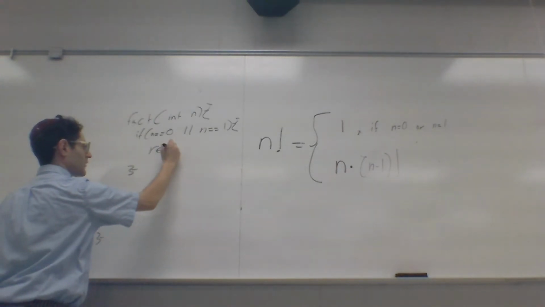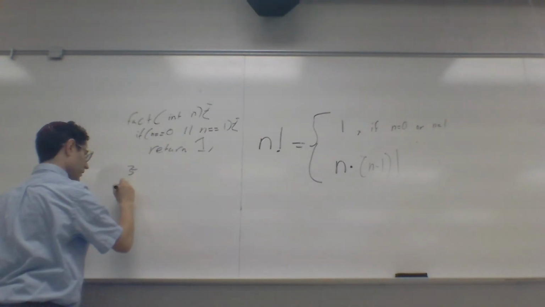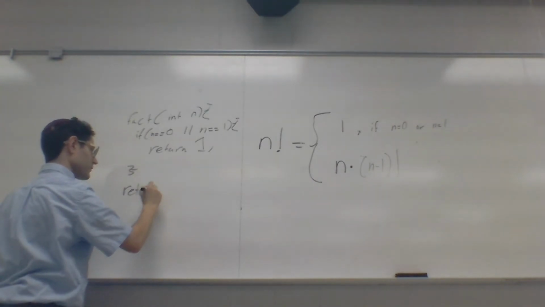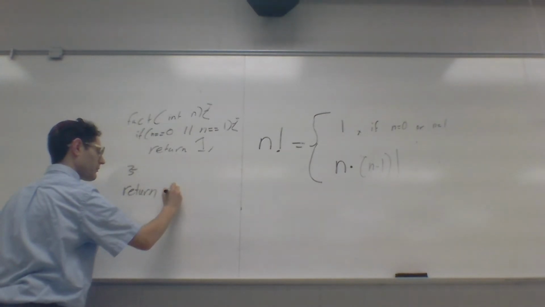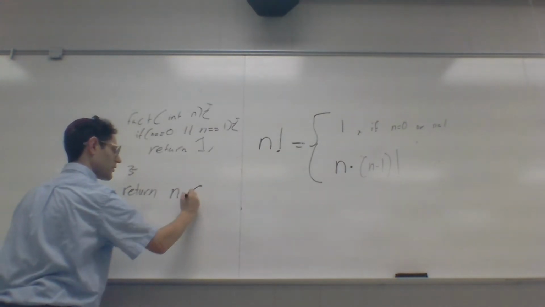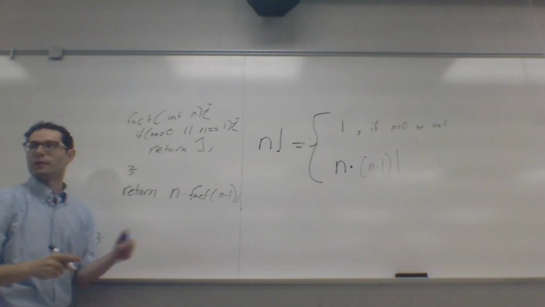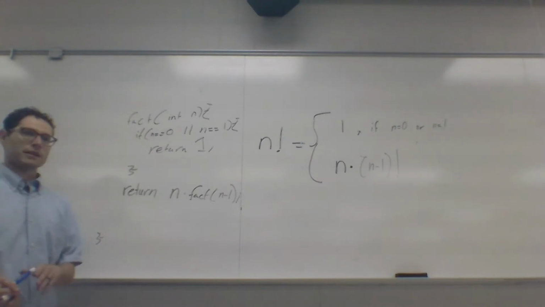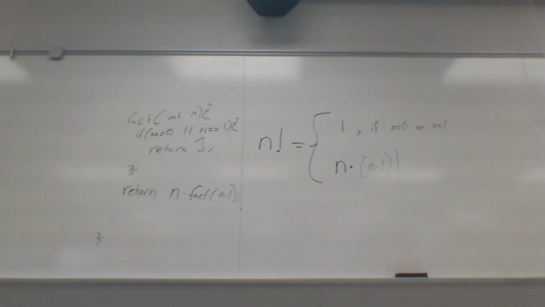Just easy enough, return 1. We will just return n times fact of n minus 1. Just took me a second to remember what I was working on. Right? That's all factorial is. It's super simple and super elegant to do.